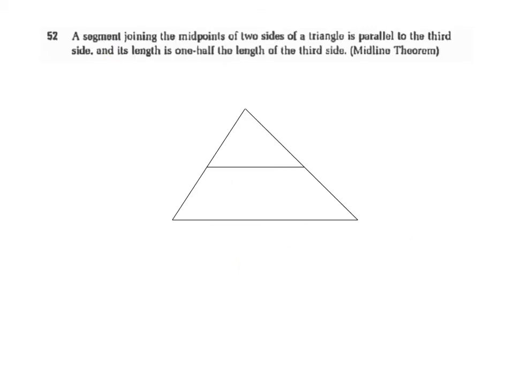Theorem 52 says a segment joining the midpoints of 2 sides of a triangle is parallel to the third side, and its length is 1/2 the length of the third side. They call this the midline formula. Sometimes we call this the mid-segment. Depends on the book.